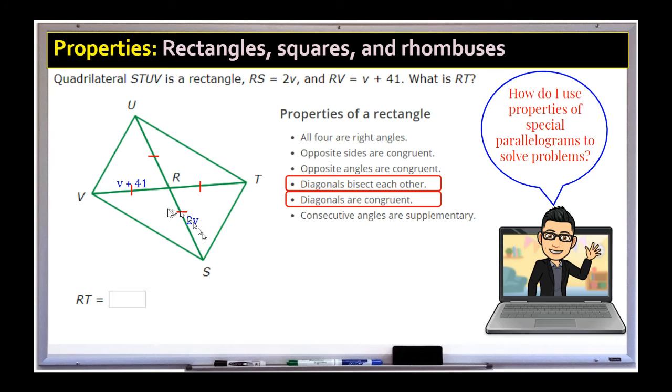Well, if they are, then we can set up an equation that says RS is equal to RV because these pieces are equal. So we can solve this quick, easy one-step equation, and we get an answer for V, right? V is 41. And then it's asking for RT. Well, RT is the same as RV. So we'll just put the 41 back into RV, which is 41 plus 41, which is 82. So we know that RT has to be 82 units long, okay?